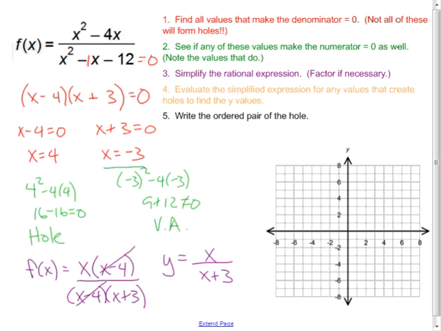And I know the value that's going to make the hole. It's this 4 value. So all I'm going to do is plug it in and see what I get. I get y equals 4 over 4 plus 3, which is 4/7, which is a little more than half. So now I know that my hole is going to be at (4, 4/7).